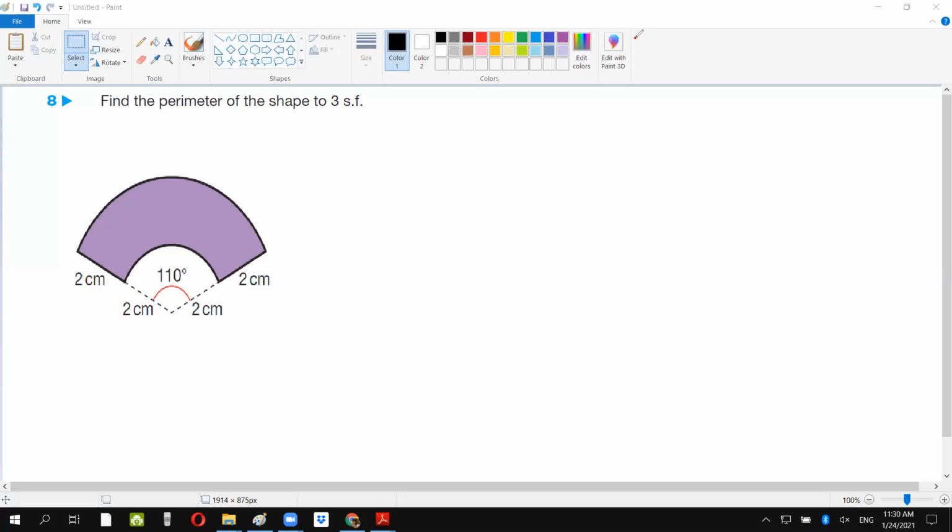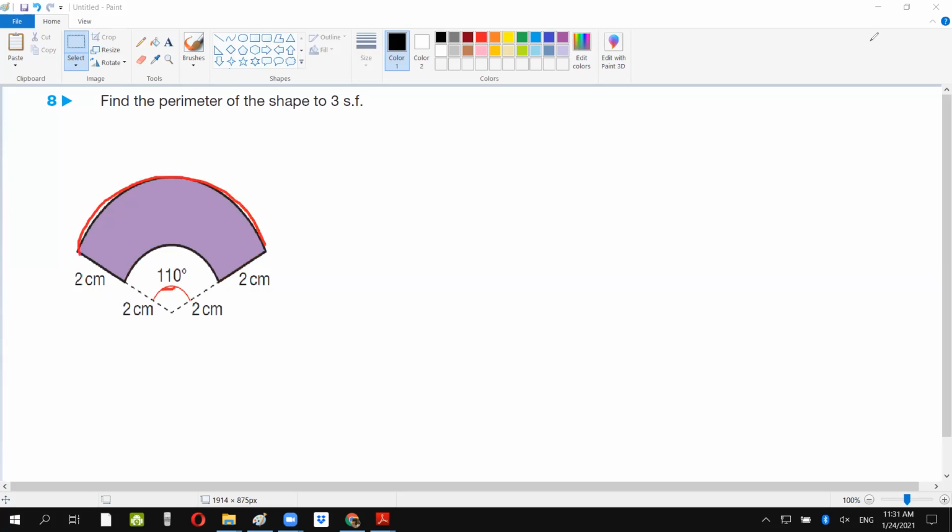Read this. Find the perimeter of the shape to 3 significant figures. Let us take the perimeter. When I ask you to find the perimeter, you should determine the borders, only the borders. I have a big curve, a small curve, a straight line with 2, another straight line with 2. Clear? I want the perimeter for the big curve.